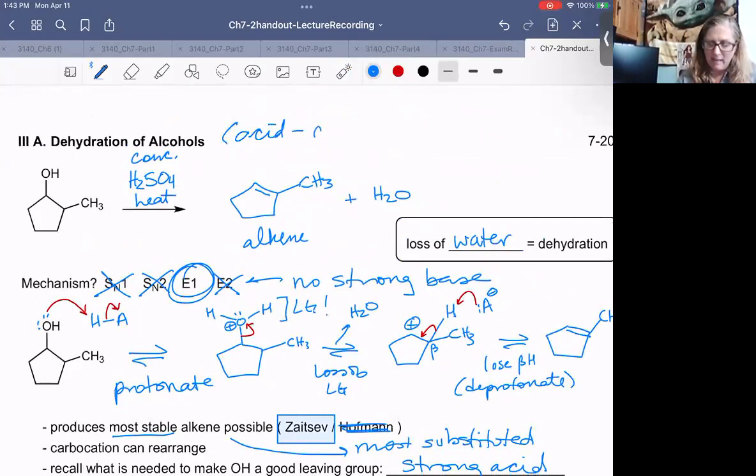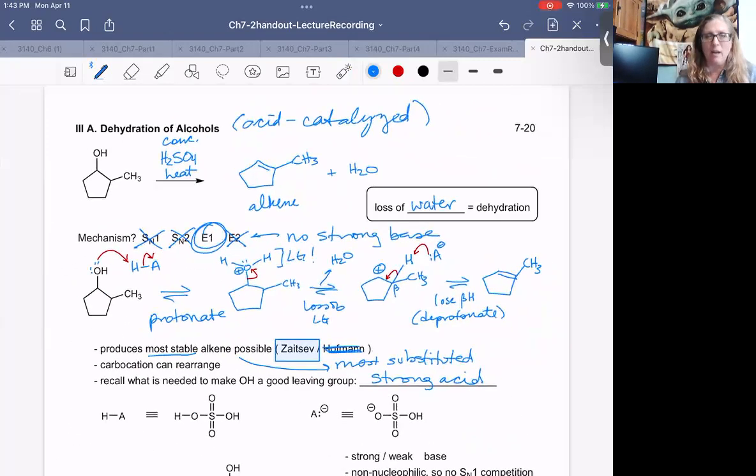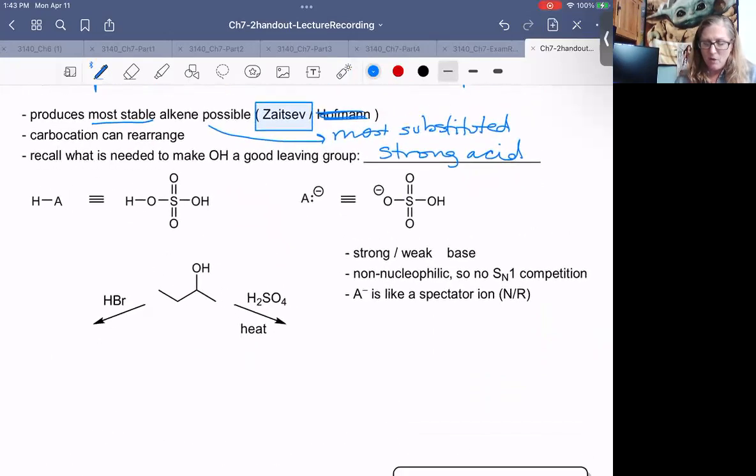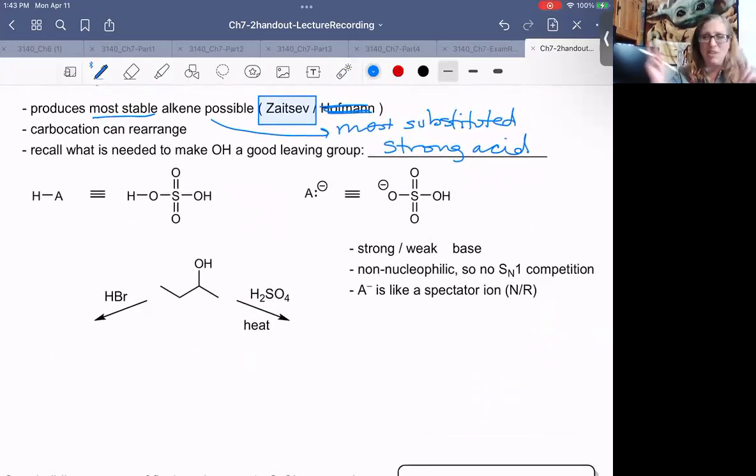Acid catalyzed. It will always be acidic conditions. Sometimes we might use phosphoric acid instead of concentrated sulfuric acid, but we use one or the other. Okay, now let me just talk a little bit about this HA abbreviation that I let my students use. HA in this case represents something like sulfuric acid, very, very strong acid. So what would A- be? A- would be the conjugate base of sulfuric acid.